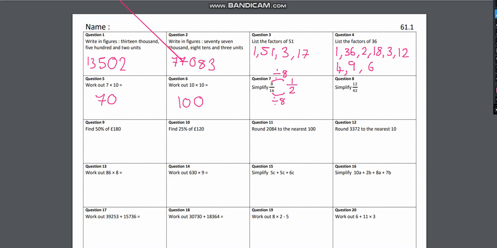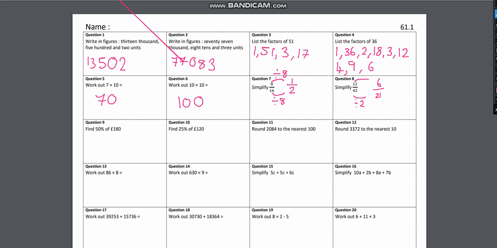Now I can do the same thing for 12 and 42. Some people might have tried this by halving it to start with. So what happens if I divide both of them by 2? If I divide 12 by 2, I get 6, and if I divide 42 by 2, I get 21. That leaves me with 6 over 21.